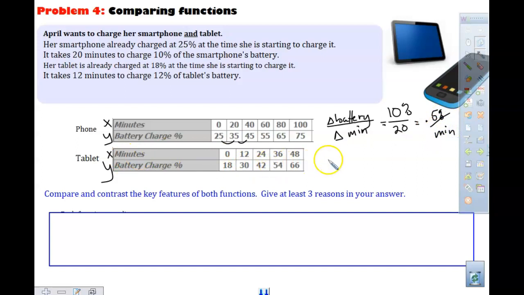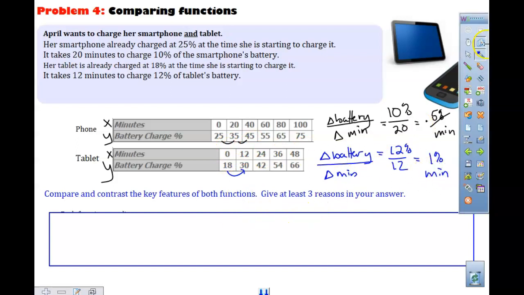If I look at how fast my tablet is charging, again, the change in the battery percent is 12% per the change in our minutes. Well, the minutes go from 0 to 12. Oh, that 12 is the change. That comes out to be 1% per minute.